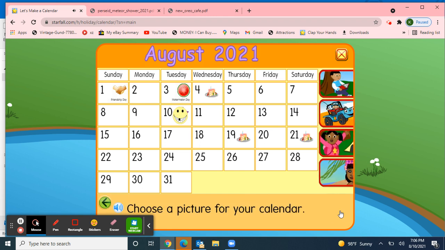Next, I'll choose a picture to decorate our calendar. And I'm going to choose this picture of Hawaii to complete our August calendar.